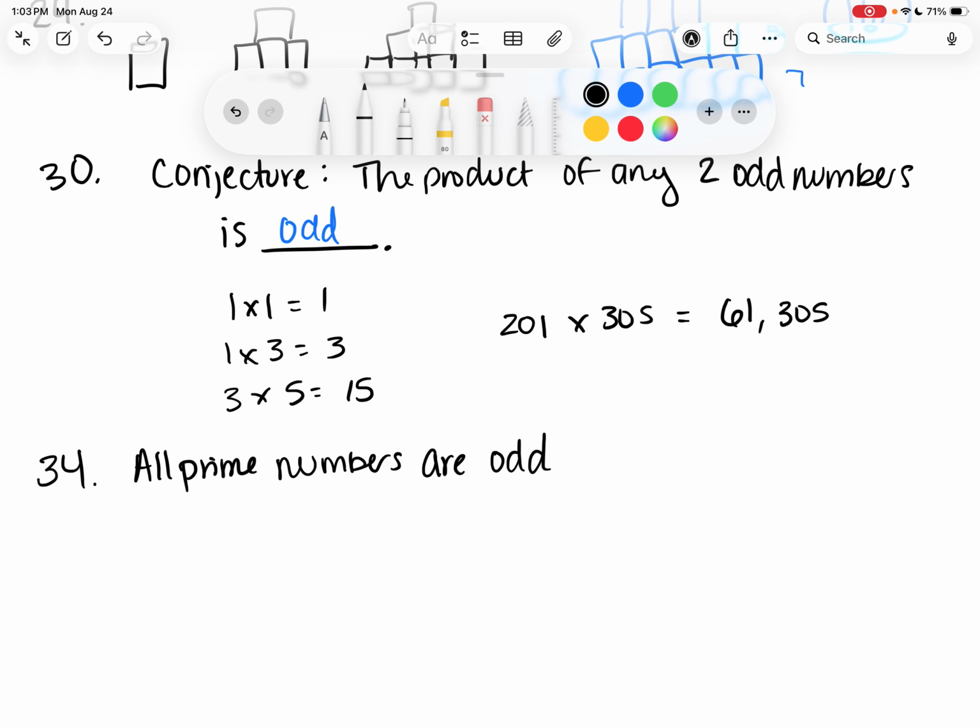Do we know what a prime number is? I forgot. What is it? It's anything that can only be made by multiplying itself by 1. Yep. It can only have the product of itself and 1. So some prime number examples would be like 17, 19, 7.